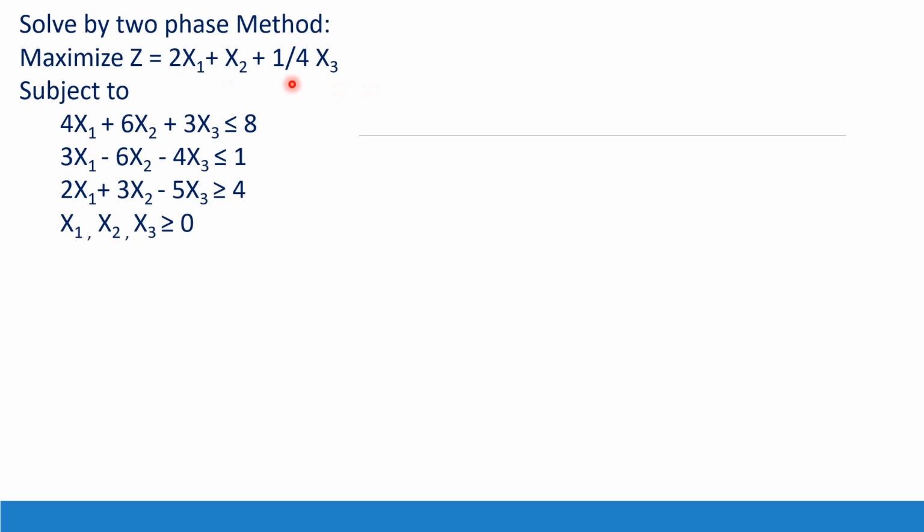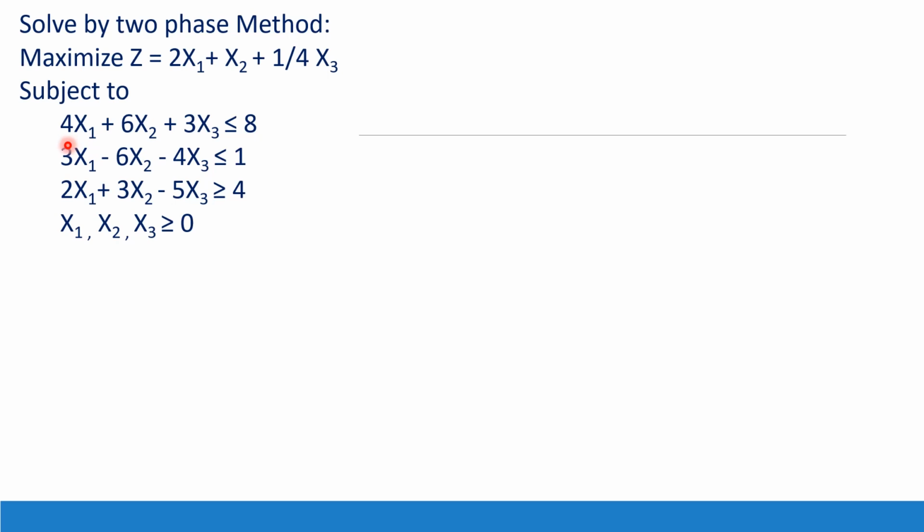This is your objective function, 2x1 plus x2 plus 1/4 x3, subject to the constraints 4x1 plus 6x2 plus 3x3 less than or equal to 8, 3x1 minus 6x2 minus 4x3 less than or equal to 1, and 2x1 plus 3x2 minus 5x3 greater than or equal to 4.